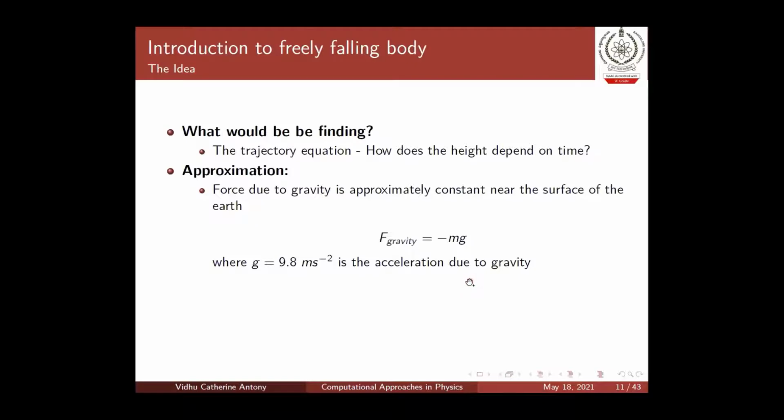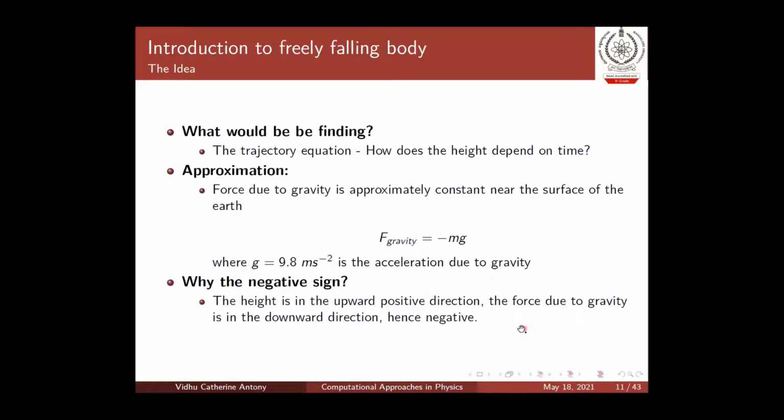Now, when does gravity change? Gravity changes when you go to higher and higher levels. Around ground level, gravity is assumed to be quite constant. So the force due to gravity is approximately constant near the surface of the Earth. That's one of the assumptions we make here. Now, why the negative sign? I told you this before. I'm taking this as a convention. The height in the upward direction is positive, and the force due to gravity is in the downward direction and hence negative. That is the convention I'm taking here.